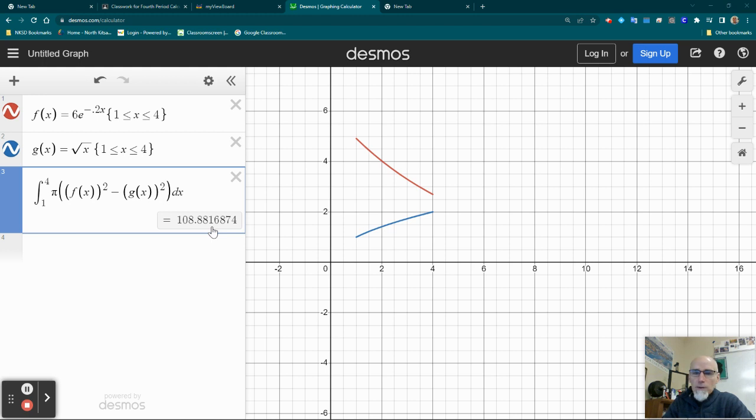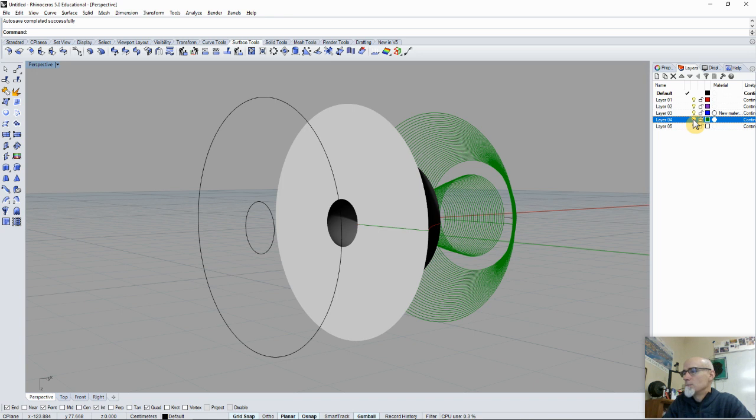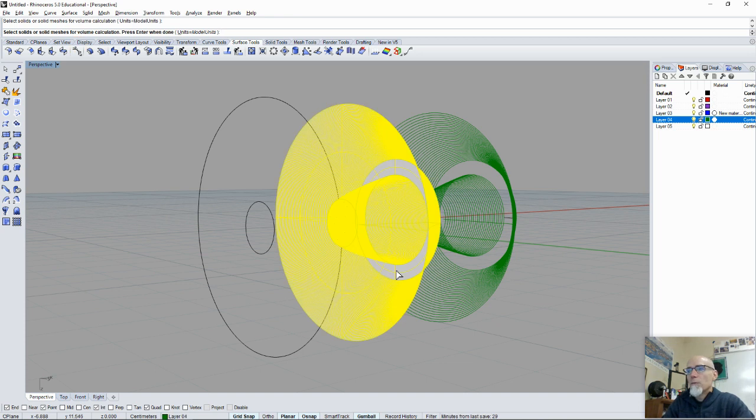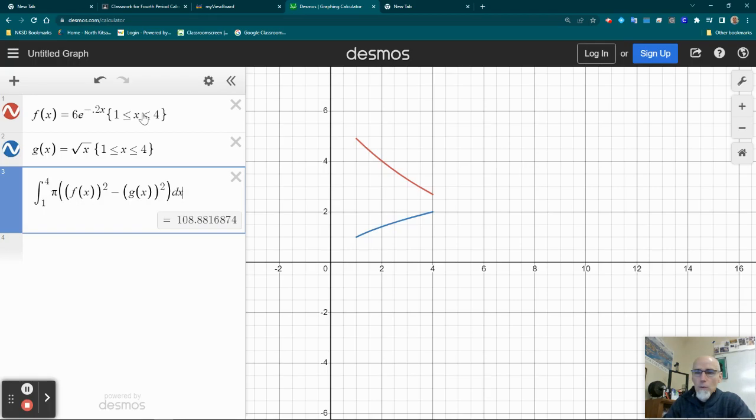Now, I'm really putting myself on the spot here, because what I want to do is turn my volume back on. And I'm going to select volume and see if it will measure the volume of this solid. I didn't prepare to do this before starting this. Rhino is sometimes funny, because if the solid is not completely contained or connected, it'll say no, it won't calculate the volume. But it did: 108.882, which is exactly what we're getting back here, 108.882.